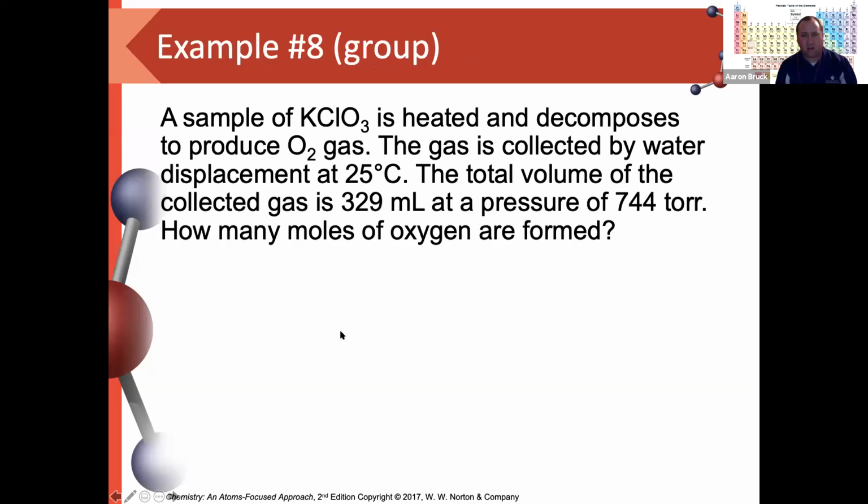All right, let's look at another example then. This one's a lot simpler. Let's say that we have a sample of potassium chlorate that we heat and decompose to produce oxygen gas. Total volume of the collected gas is 329 milliliters. Pressure is 744 torr. The question is, how many moles of oxygen are formed?